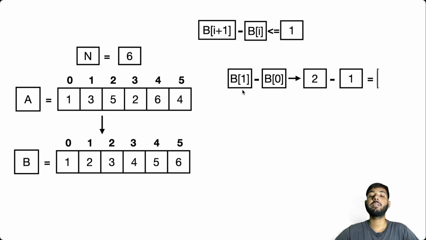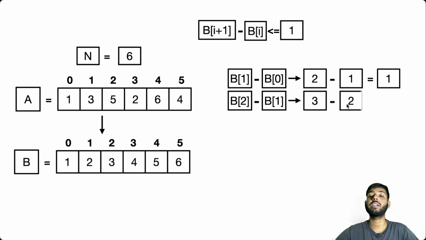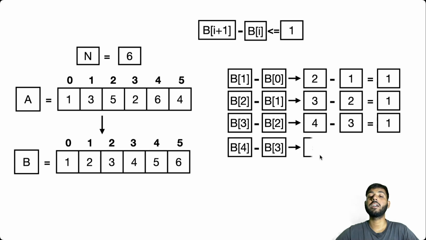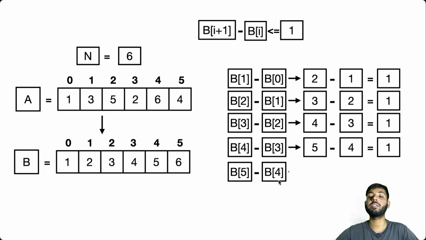Let's see. Index element 1 minus index element 0, we get 2 minus 1, that equals 1. Then index element 2 minus index element 1, that is 3 minus 2 equals 1. Index element 3 minus index element 2, that is 4 minus 3 equals 1. Index element 4 minus index element 3, that is 5 minus 4 equals 1. And index element 5 minus index element 4, that is 6 minus 5, equals 1.